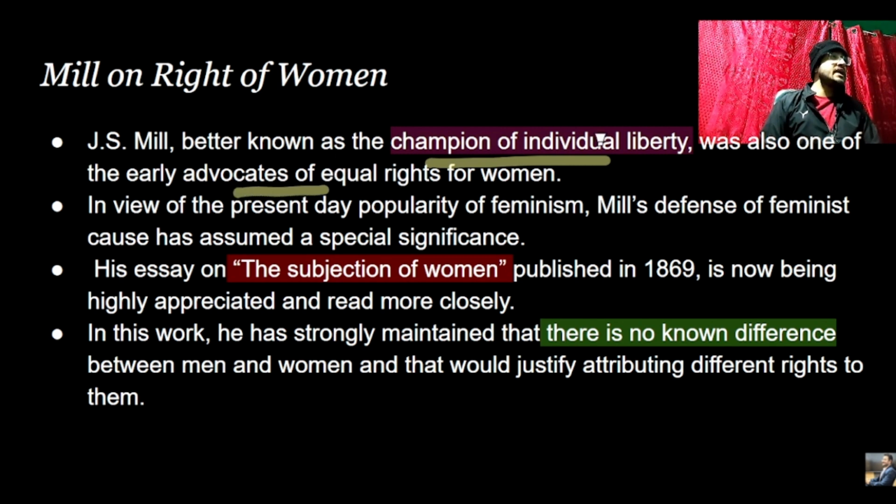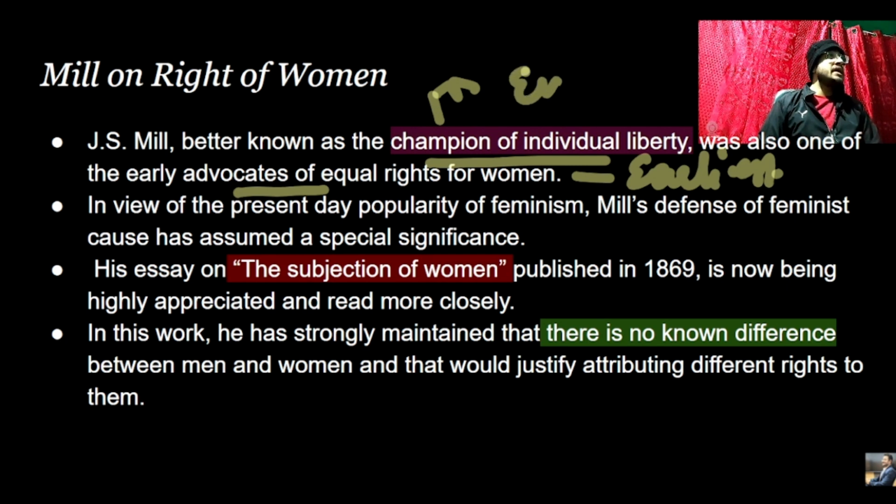What is the significance here? The significance of Mill is that he is one of the earliest advocates of equal rights for women, right? When there was a patriarchy, or I will say a stronghold patriarchal society in Europe, he was the first thinker, or individual, who propounded equal rights for women. He championed the rights for women, right? In view of the present day popularity of feminism, Mill's defense of the feminist cause has assumed a special significance.